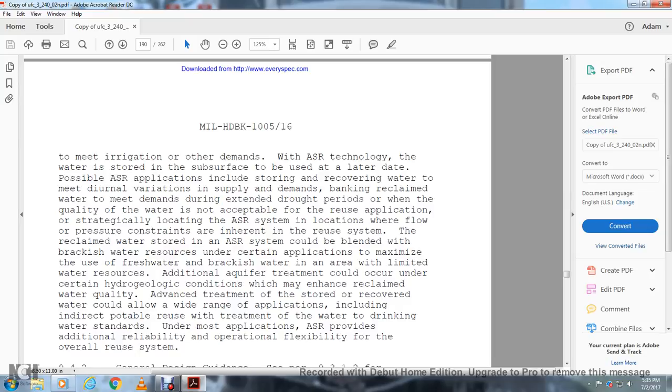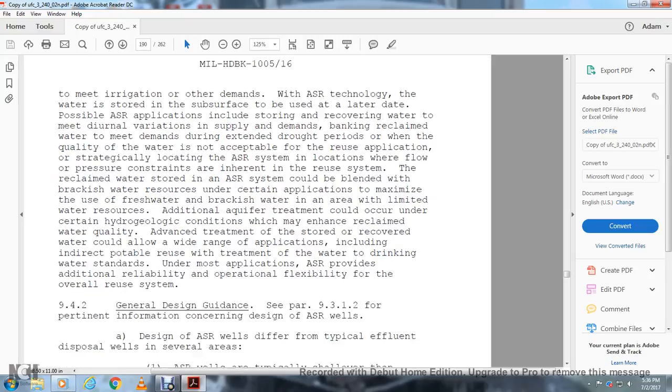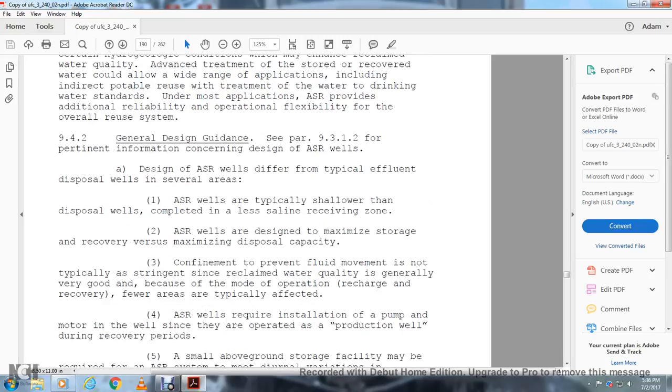The strategic location of the aquifer storage recovery system is where the flow and pressure constraints inherent with the reuse system can be addressed. The reclaimed water stored in the aquifer storage recovery system could blend with brackish water resources under certain applications to maximize the use of fresh water. Brackish water in an area with limited water resources, with additional aquifer treatment, can occur under certain hydrogeological conditions which may enhance the reclaimed water quality. Advanced treatment with storage and recovery of the water can allow a wide range of applications, including indirect potable reuse, treating the water to drinking water standards. Under most applications, aquifer storage recovery provides additional reliability and operational flexibility for the overall reuse system.